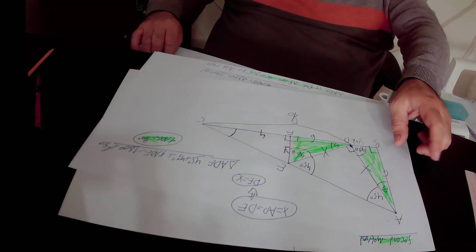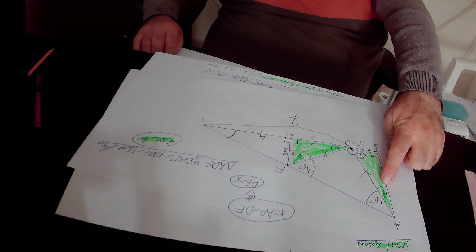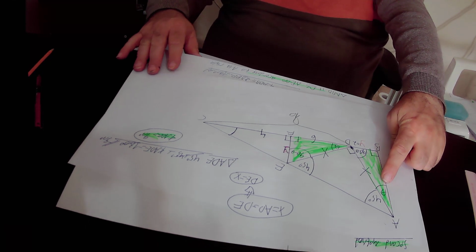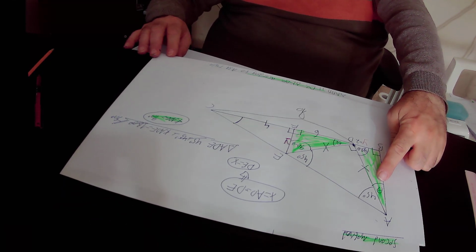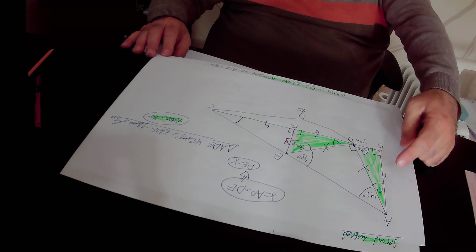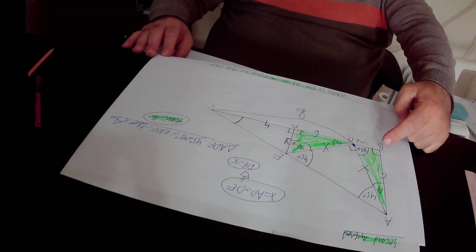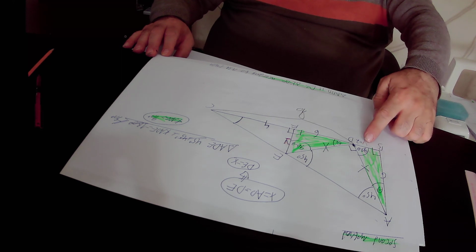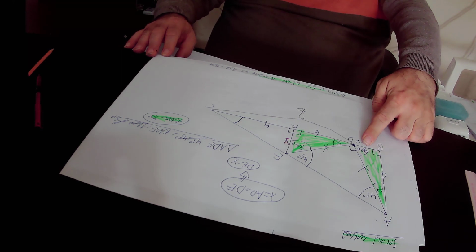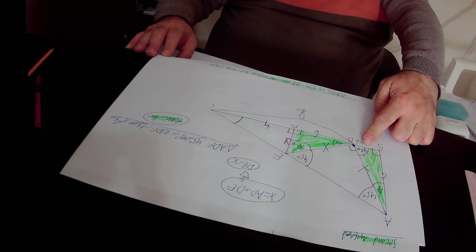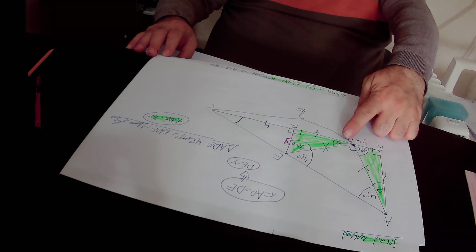Then we defined angle ABD as theta. This angle is equal to theta according to our definition, and because triangle ABD is a right triangle and this angle equals theta, this angle must be equal to 90 degrees minus theta. And this angle equals 90 degrees, this is the missing angle.